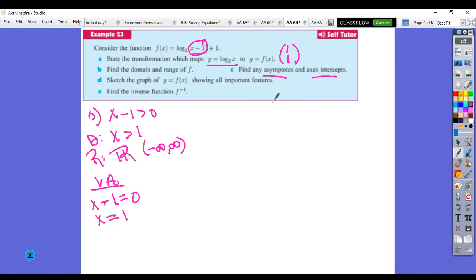Okay, the axes intercepts. If I plug 0 in for x, that would force me to take the log of a negative. So there is no y-intercept because x cannot be 0. Okay. So what happens if I plug 0 in for y? This allows me to find the x-intercept.